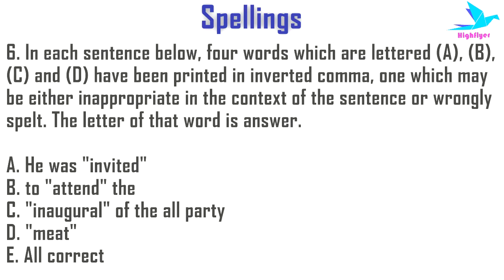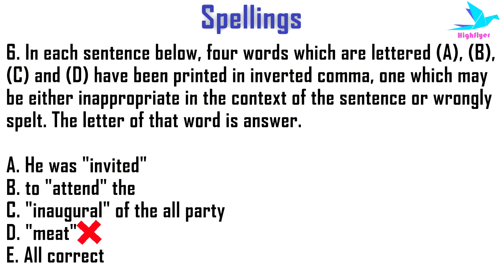Similarly in example 2, it says he was invited to attend the inaugural of the all-party meet. Now here the option is option D. It is not supposed to be M-E-A-T, rather it should be M-E-E-T, meet. So these are the examples of the different kinds of questions from this chapter. But we'll get better control of this chapter once you go through all our practice papers.